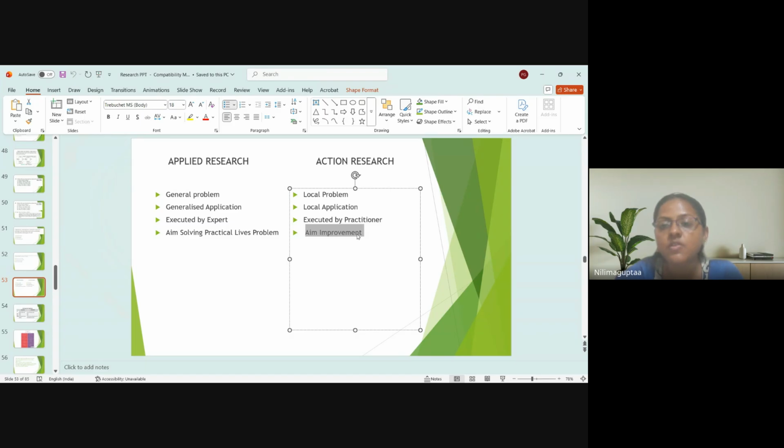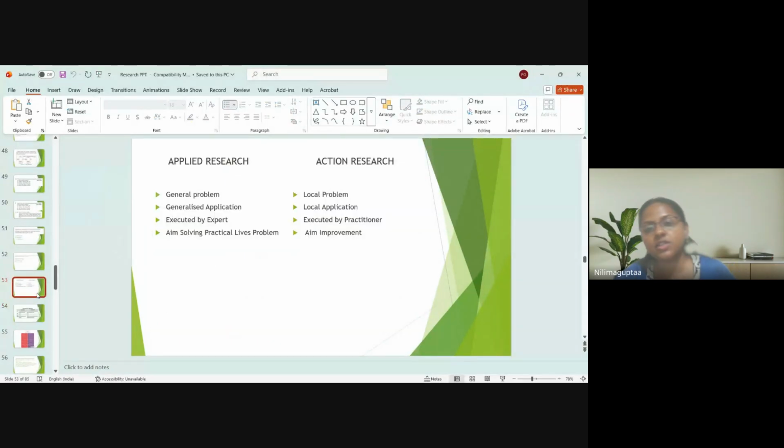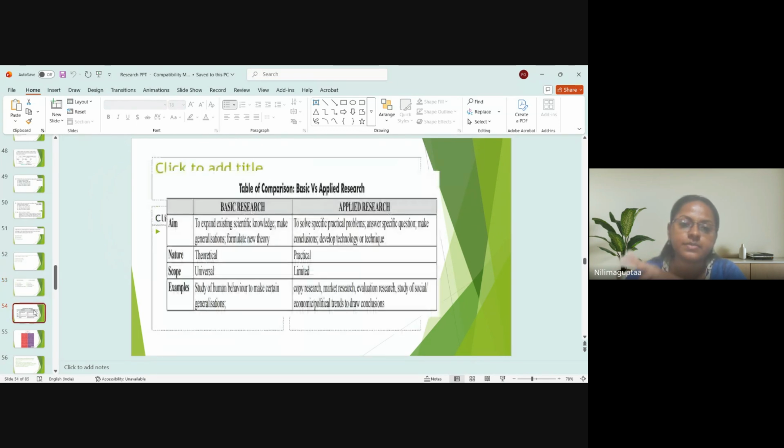Again, this is a keyword for you. And they give you a lot of big questions. Now they have started framing paragraph-wise questions, giving a whole situation. Just focus on keywords. Now, this was a classification within applied research itself, because action research is a type of applied research. Now, we will see a classification between basic research and applied research.